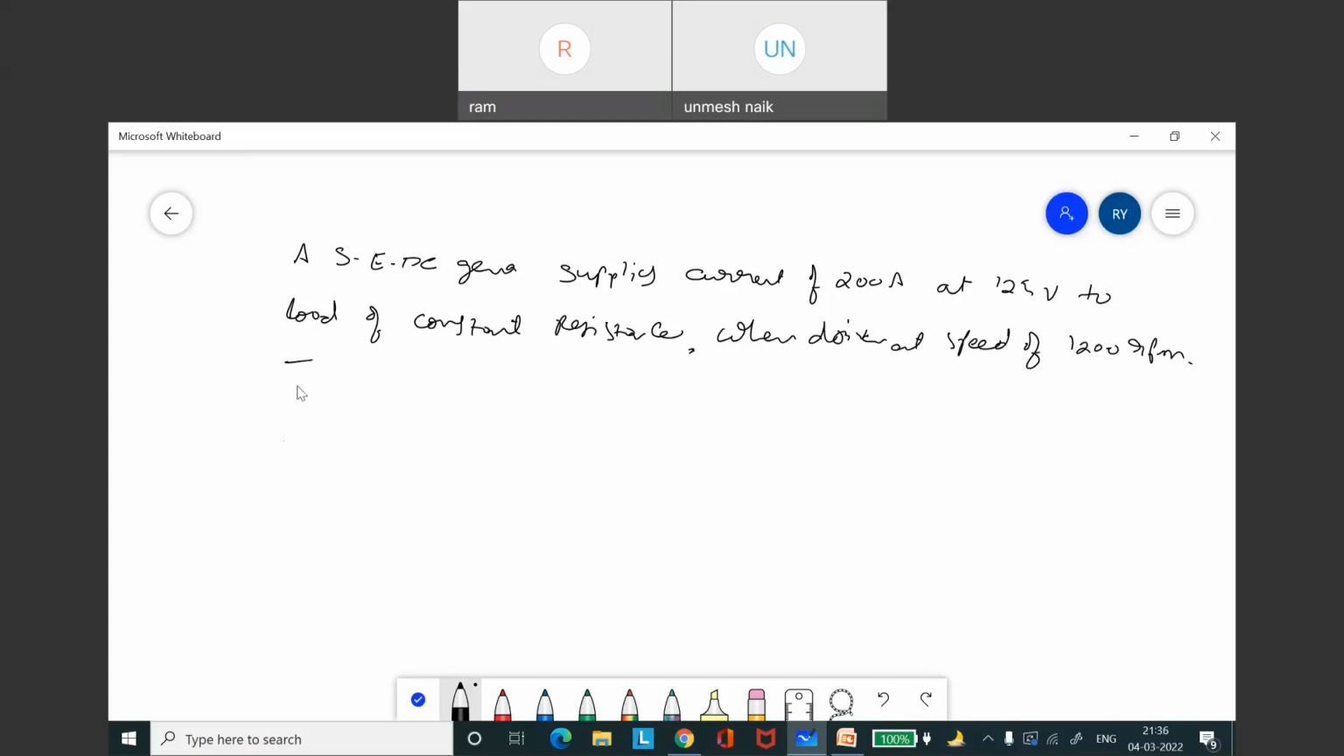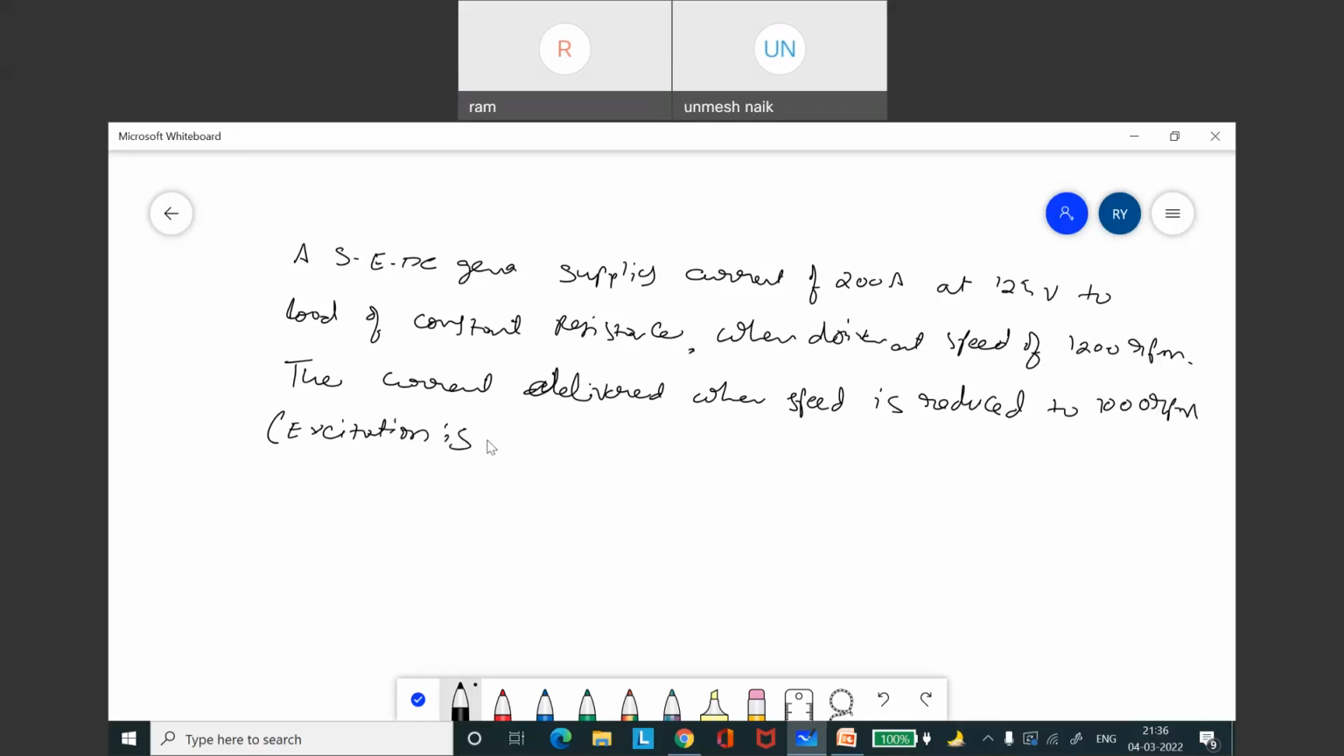Now they're asking us to find the current delivered when the speed is 1000 RPM. They have specified that the excitation is unaltered. It is not changed. The field current is the same. The armature resistance is 0.04 ohms. They have given us the brush drop as 2 volts.